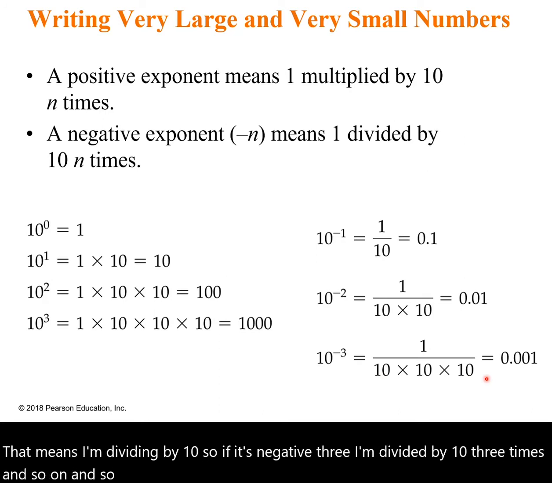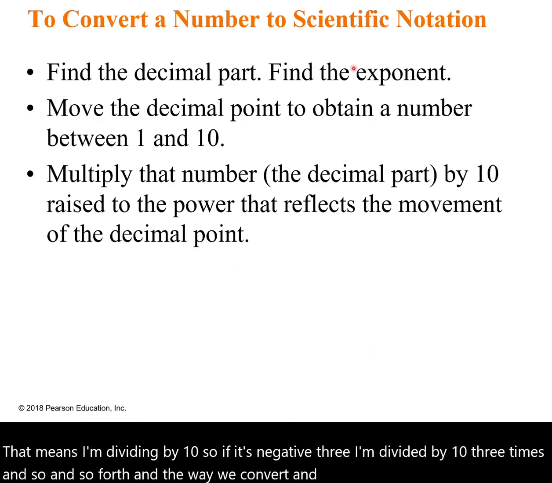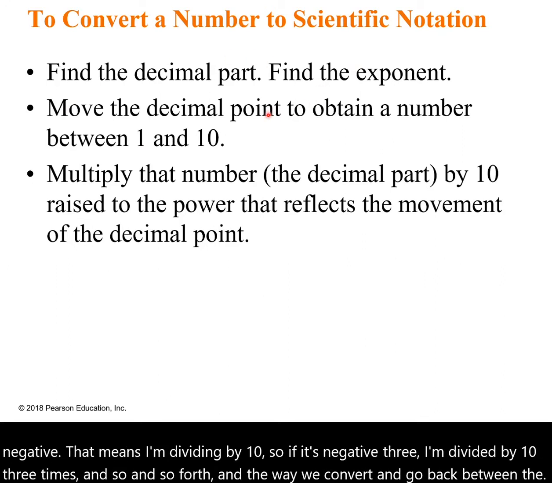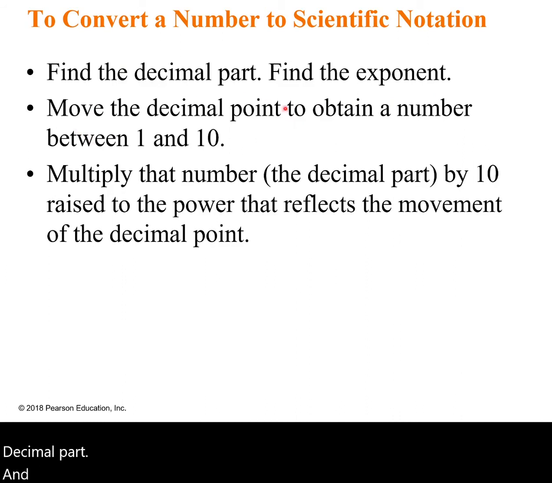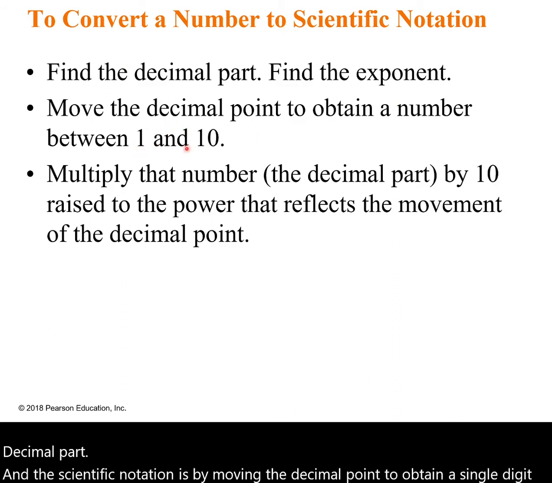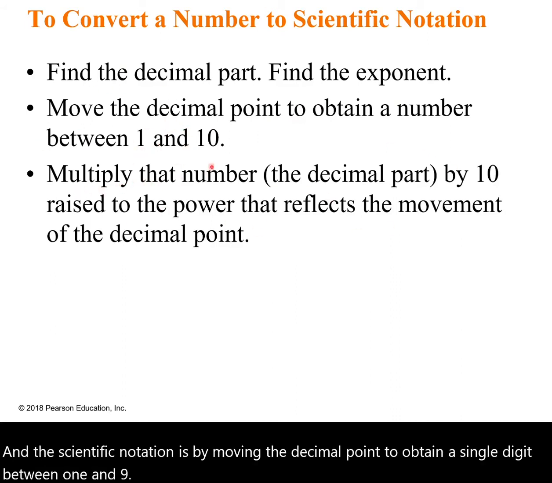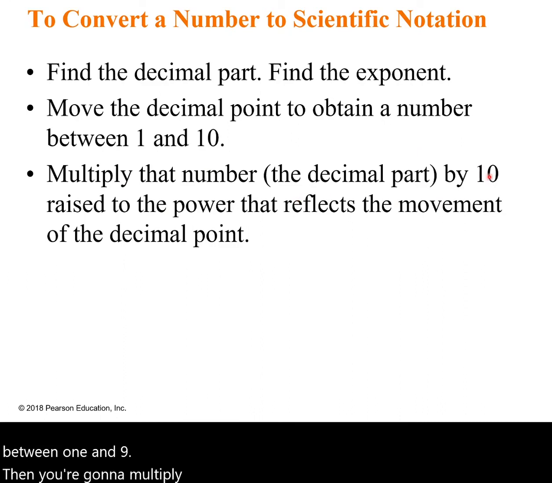And the way we convert and go back between the decimal part and the scientific notation is by moving the decimal point to obtain a single digit between 1 and 9. Then you're going to multiply that decimal part by 10 raised to a power. Okay? And we can do this in one of 2 ways.